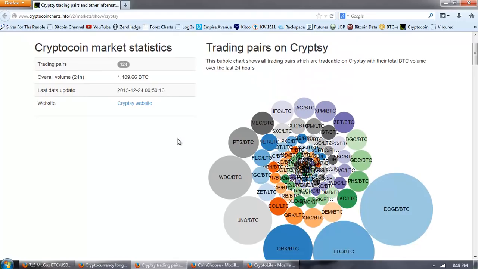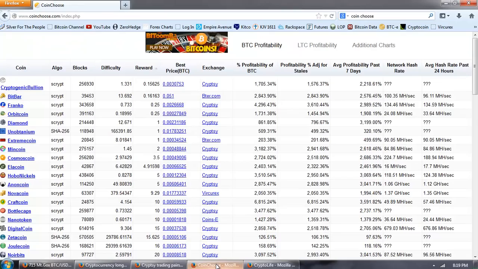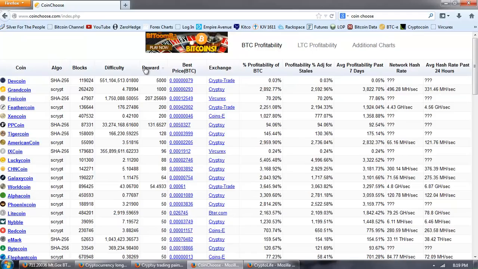Now, another site that is very interesting to use is Coin Choose. This is one that I've found recently, and this site is interesting because you have the ability to list things in order of some of these criteria. So you can look and see, for example, the reward. And of course, DevCoin is at the top, GrandCoin, that's one that I've been building a position in, Fraycoin, Feathercoin, etc. And that's by how many you're rewarded.